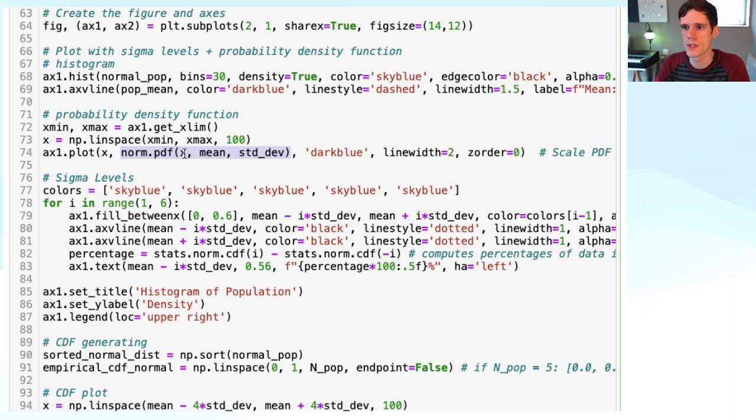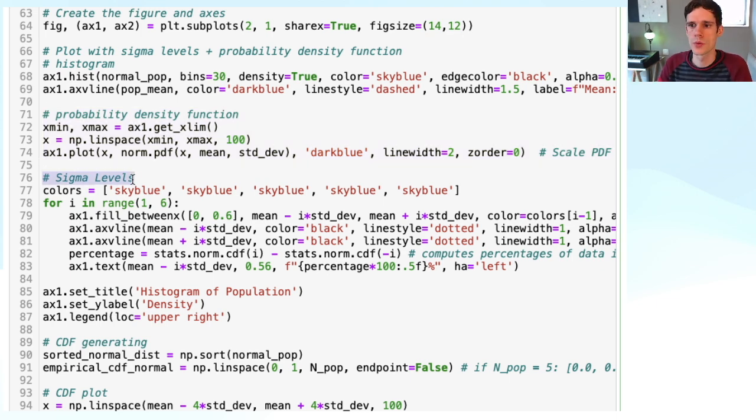Now this function will take in an x, which is the x-axis. It will need a mean for our probability density function, and it will need a standard deviation. And now we know that this indicates the spread of our distribution. These parameters we give to norm.pdf, which generates the numbers that represent the probability density function. It's basically a function. You put in an x and out comes a number. And these three lines then plot the probability density function on top of our histogram.